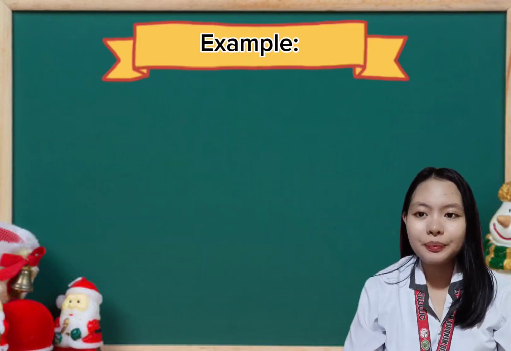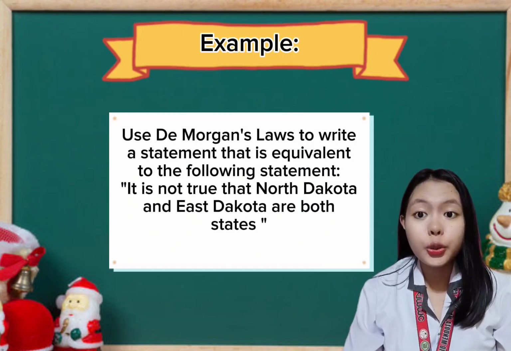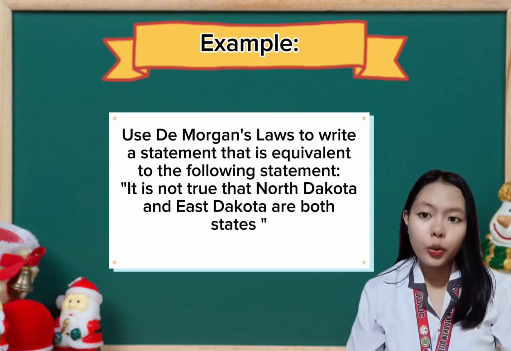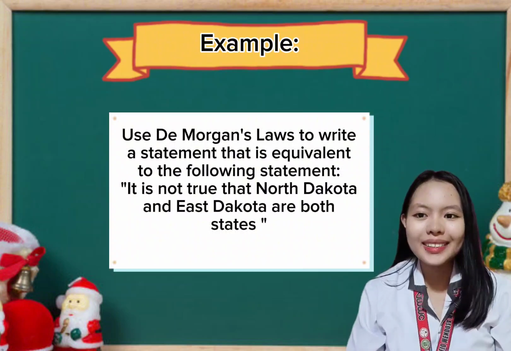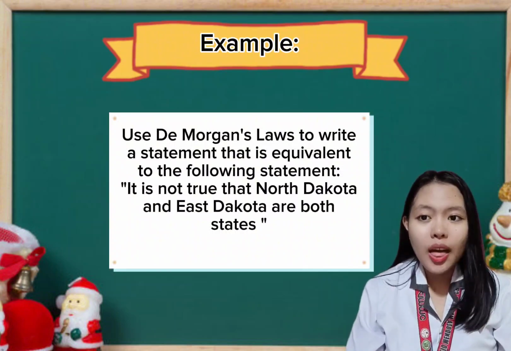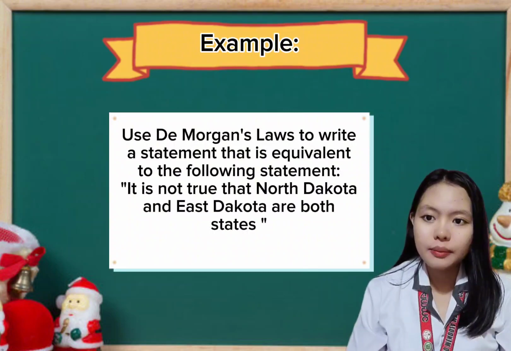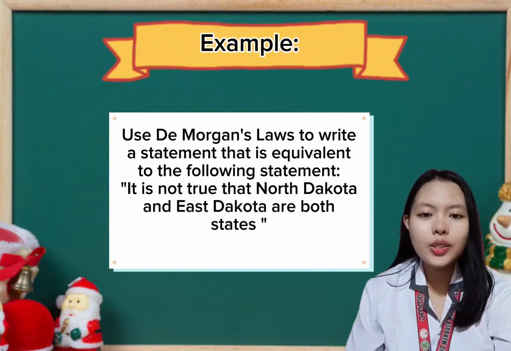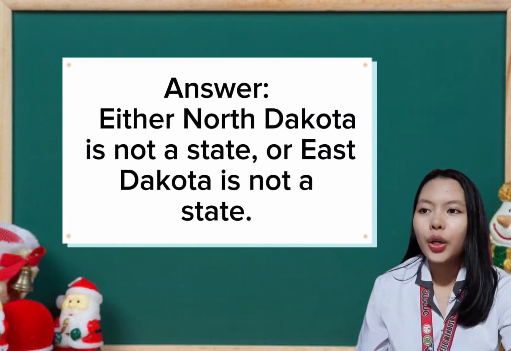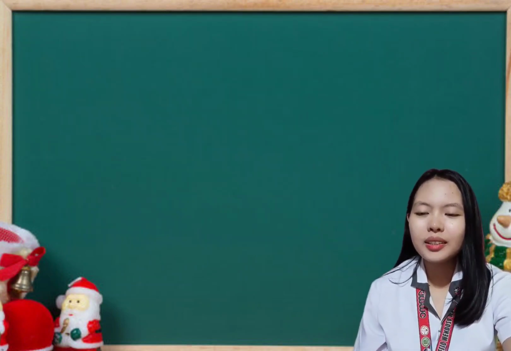Another example. Use De Morgan's law to write a statement that is equivalent to the following statement. It is not true that North Dakota and East Dakota are both states. Who wants to answer? Okay, very good. Now, what is an example of propositional logic in real life? What is the purpose of De Morgan's law?